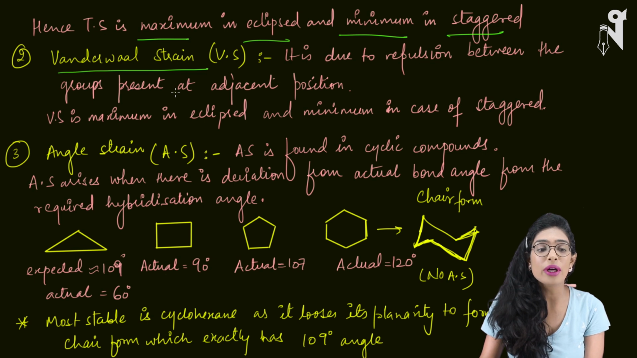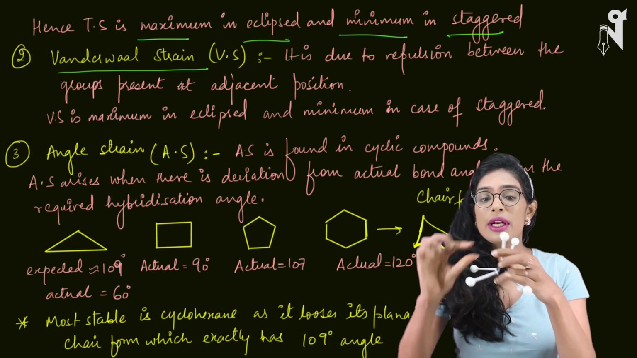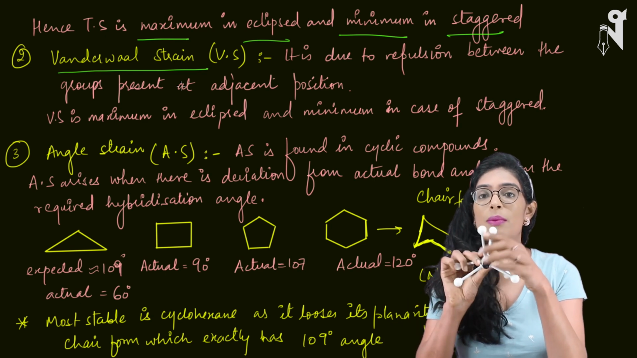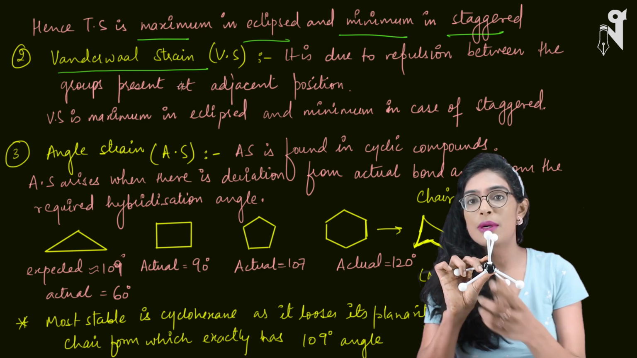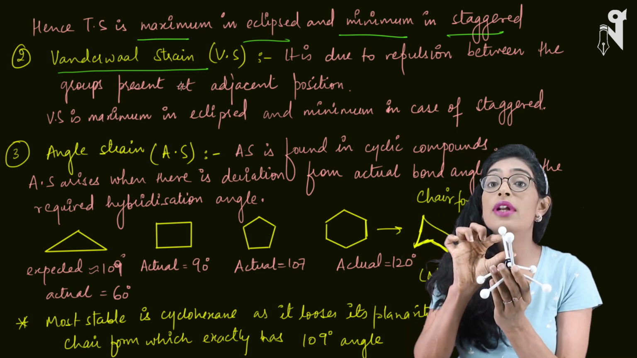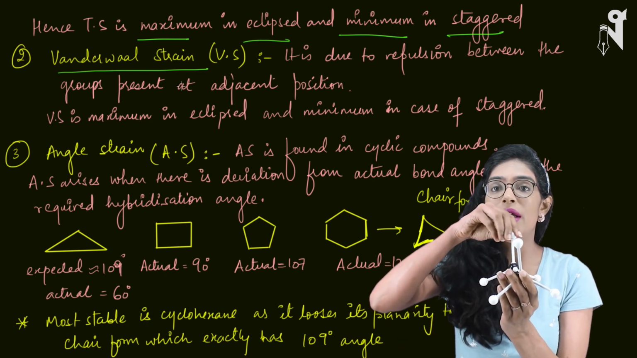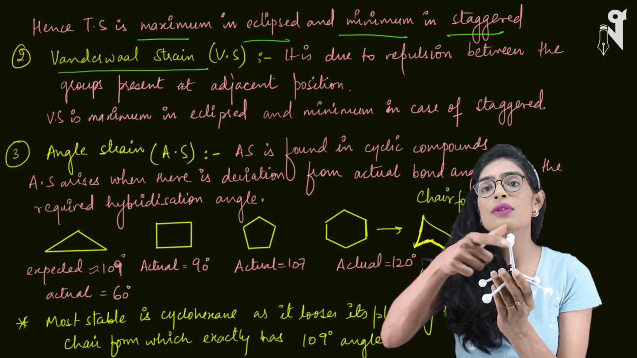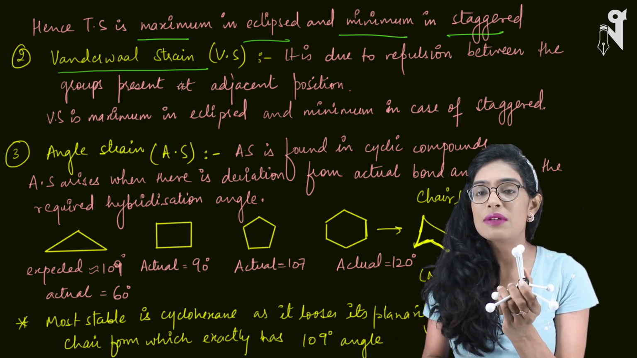What exactly is the van der Waals strain? Right now, when I was talking about the torsional strain, I was talking about this bond pair of electrons. So the bond between carbon and hydrogen, or carbon and another group, whatever is present over here. The carbon-hydrogen bond pair of electrons of the front carbon and the carbon-hydrogen bond pair of electrons at the back carbon are repelling each other. But apart from that, here I have taken hydrogen. So hydrogen will not repel each other much, because the size of the hydrogen atom itself is quite small.